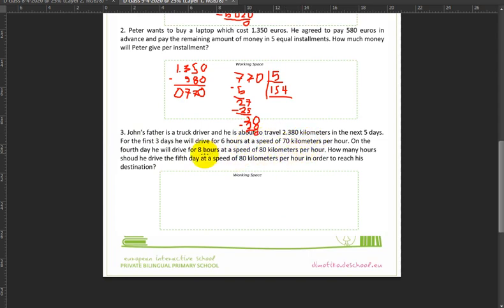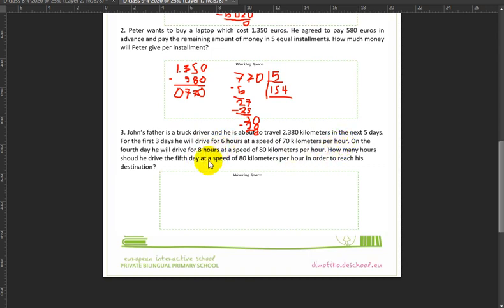Okay, so 3 days for 6 hours at 70 kilometers per hour. Now each day has 24 hours. Wait, actually no, sorry. Okay, so each day does have 24 hours, but he's only going to be driving for 6 of them. So 6 hours per day means that he's going to drive a total of 18 hours over those 3 days, because 3 times 6 makes 18. And for 18 hours, he's going to be going at a speed of 70 kilometers per hour. That means 70 kilometers every 1 hour.